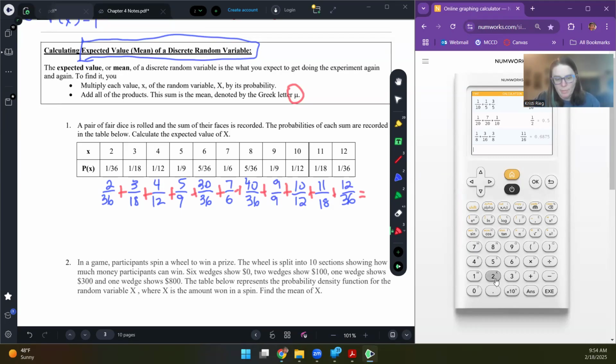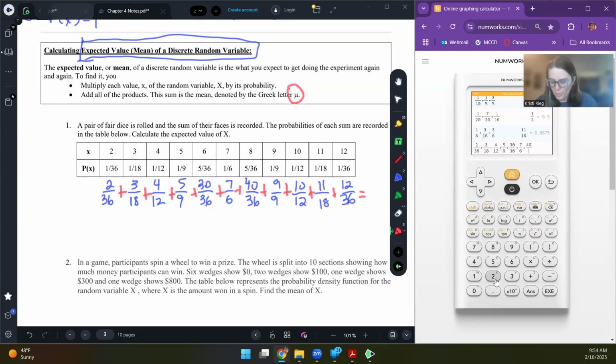Okay, here we go. So we have 2 out of 36 plus 3 out of 18. Oh my goodness, I already messed up. 3 out of 18 plus 4 over 12, 5 over 9. You're typing this, right? You're doing this too? Make sure you're doing all this in your calculator so you know how to do it for the test and the project. Or just go faster, then you get the answer and fast forward. 7 over 6.